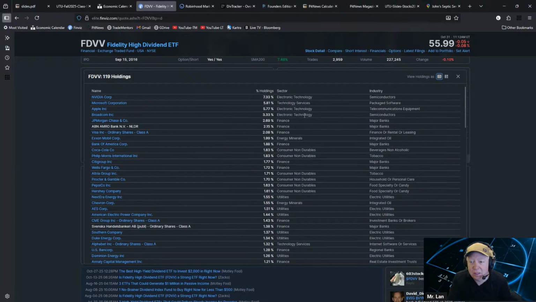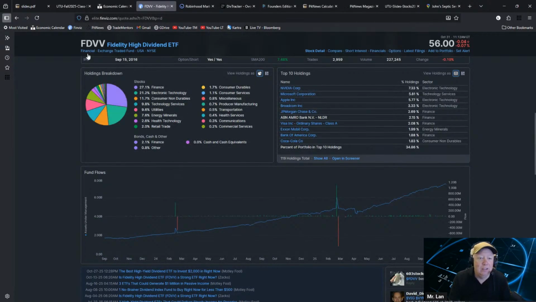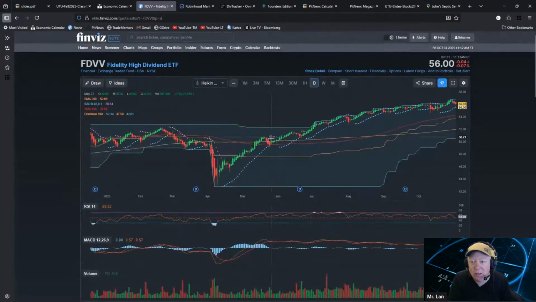This is their technology sector, consumer non-durables. They got some utilities in here to keep it stable. Got a little bit more finance in there, energy, minerals. Okay, so they got a nice little spread in there. So that's FDVV. All right, now I want to do one more thing, and then we can go.